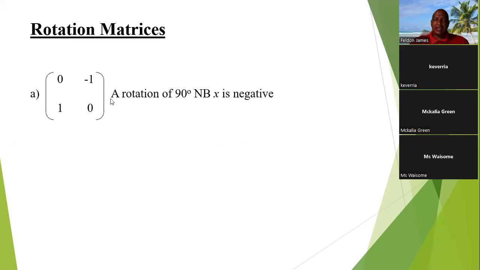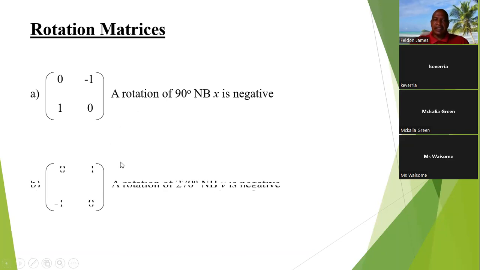This is the one, rotation 90 degrees, right? So you see what it is? It's a -1 above. And the diagonals are 0. Everybody see that? So this is a rotation for 90.